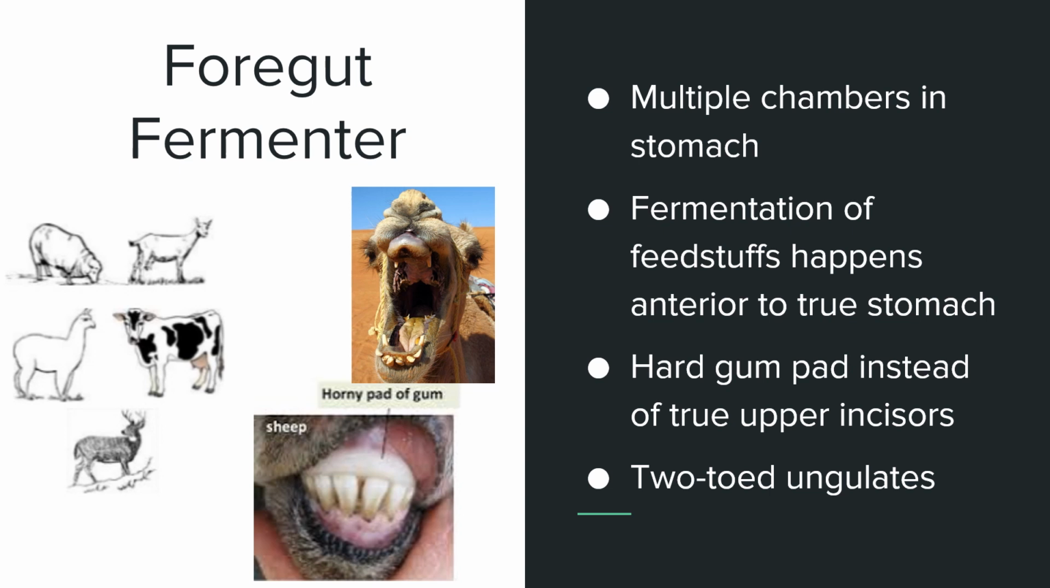Some of our two-toed ungulates, I should say, are going to be ruminants. So if you have 4 toes, you're not a ruminant. 2 toes, you are. And when we're talking about ungulates, we're talking about anything with hooves. So ungulates are hoofed stock.